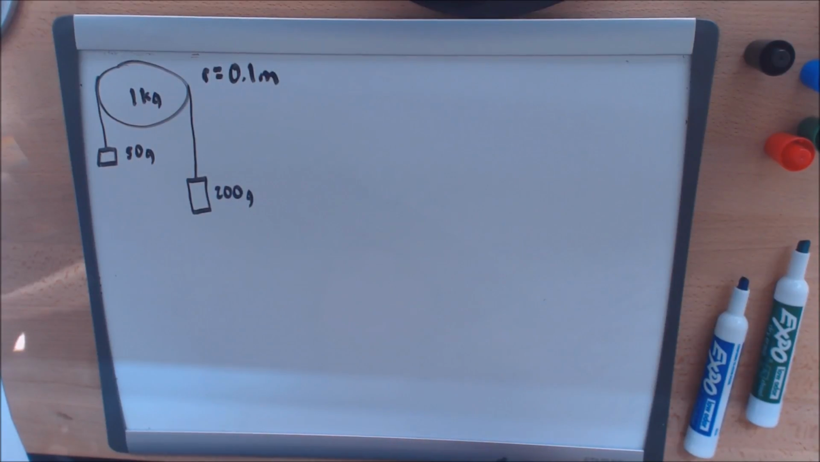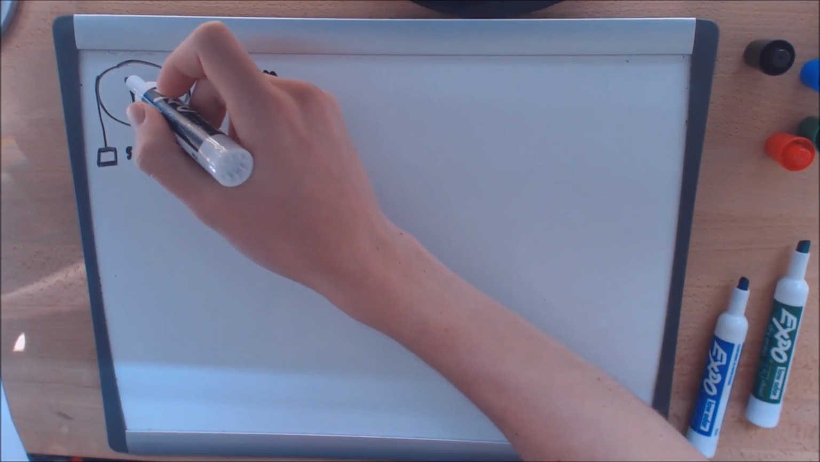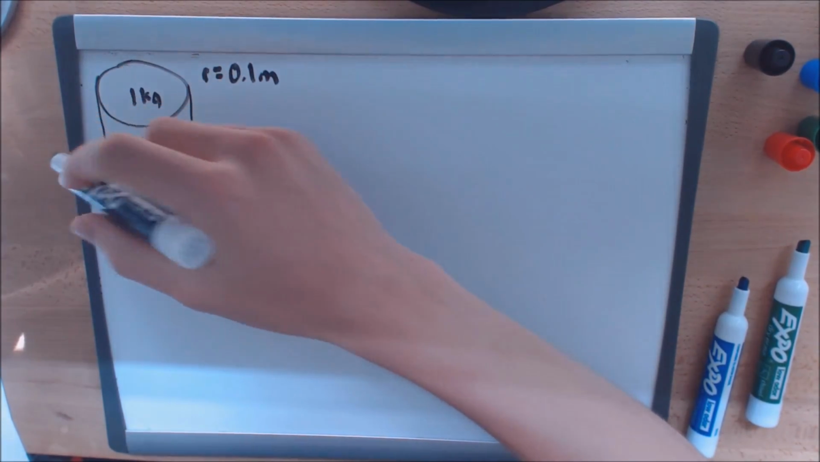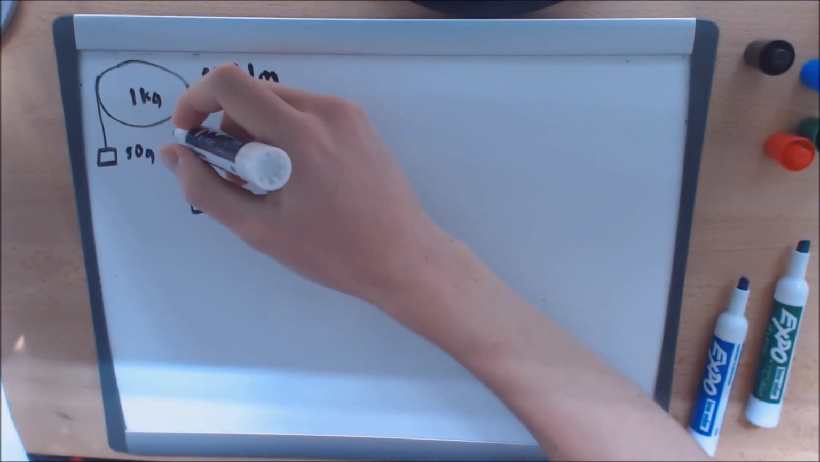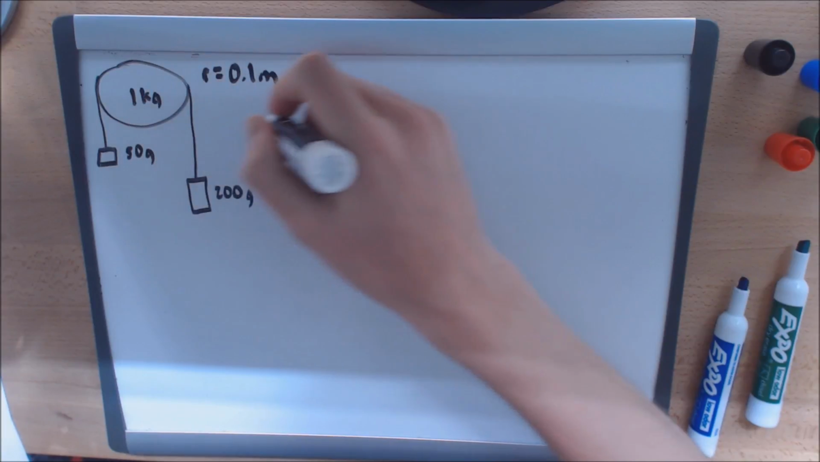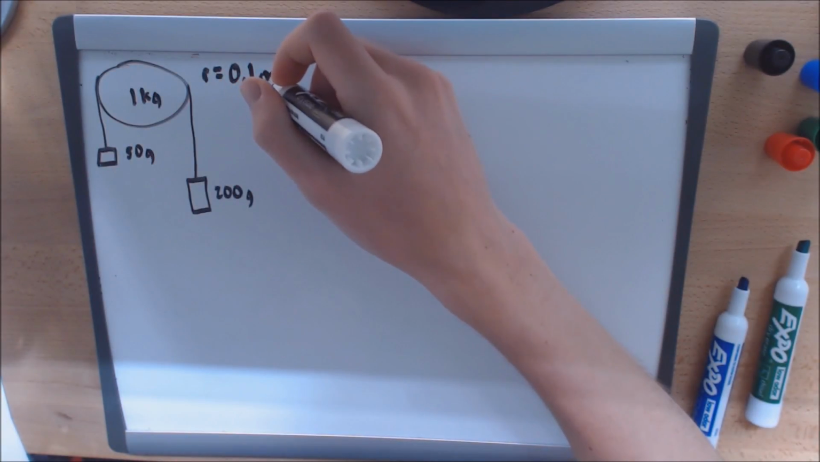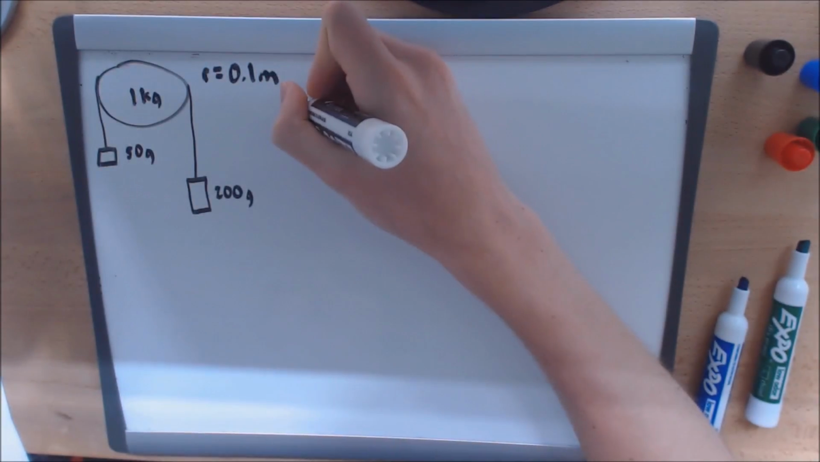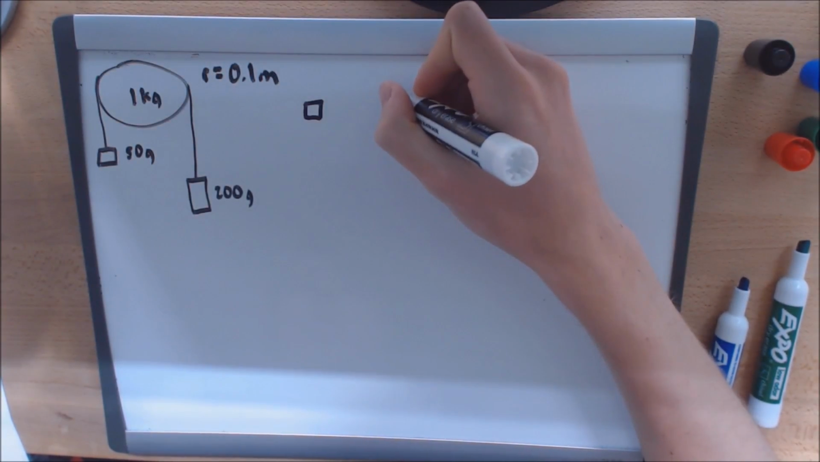So this is the big pulley assessment. In this situation, we have a large pulley which has a 50-gram weight attached to the left side and a 200-gram weight attached to the right side. The pulley weighs 1 kilogram and the radius of it is 0.1 meters. First thing we want to do is draw a force diagram for each piece of this puzzle.